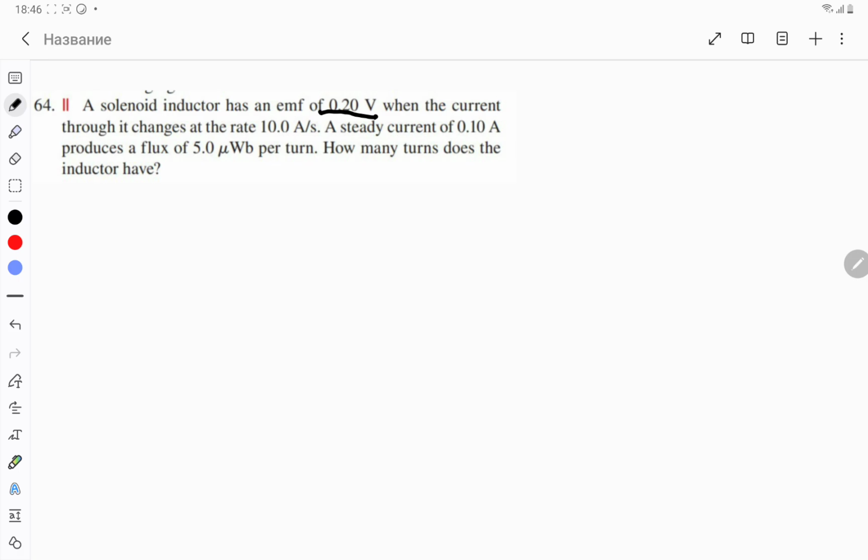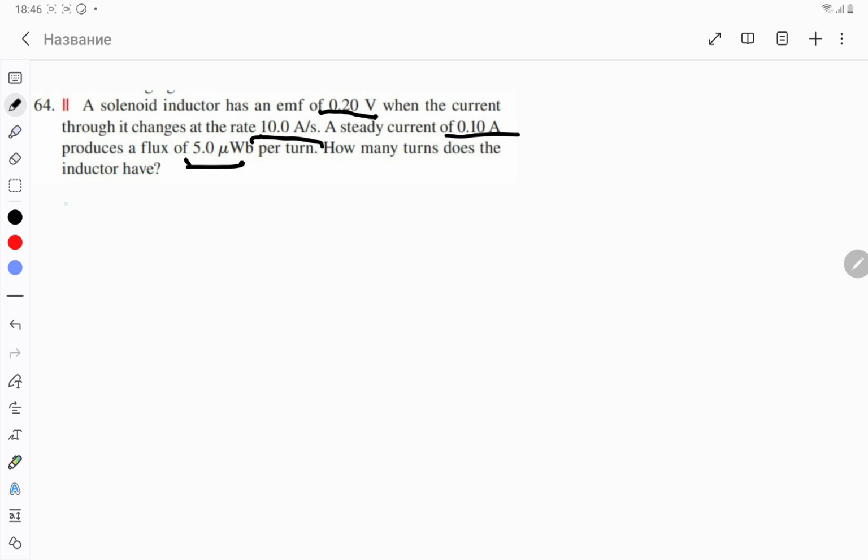problem first. The solenoid inductor has an EMF of 0.20 volt when the current through it changes at a rate of 10 amperes per second, and the steady current of 0.10 amperes produces a magnetic flux of 5 microwebers per turn. Okay, we know these values, so we need to find how many turns the inductor has. So let's start by writing out the known values from the problem.